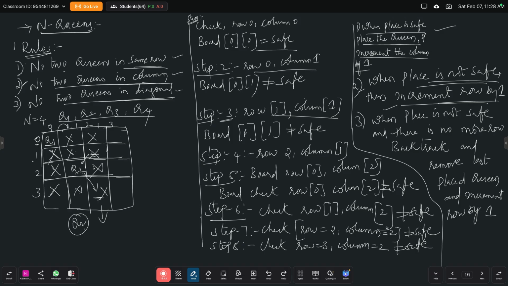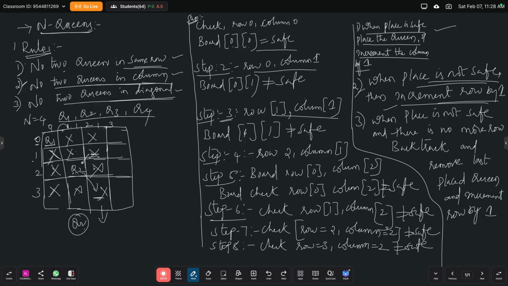Whenever the place is not safe, we have to increment the row by 1, which means first column and second row. Is this safe? Yes, this is safe. We can place the queen here. After placing the queen, what is our first rule? We have to increment the column by 1, which means we come to the second column.